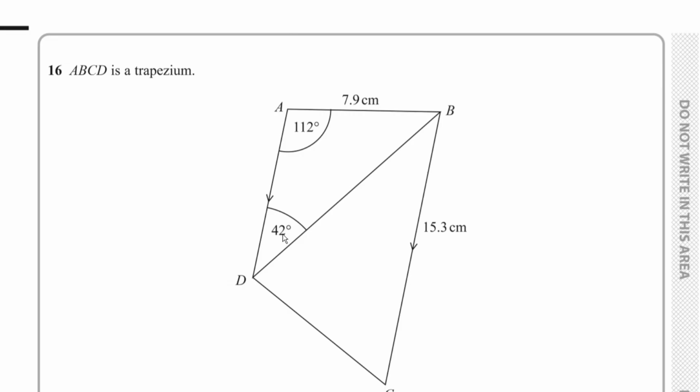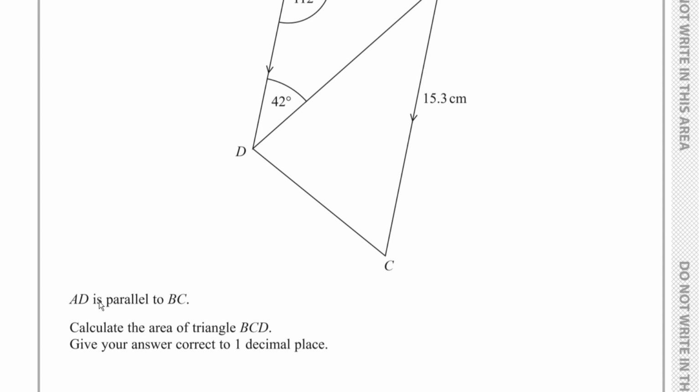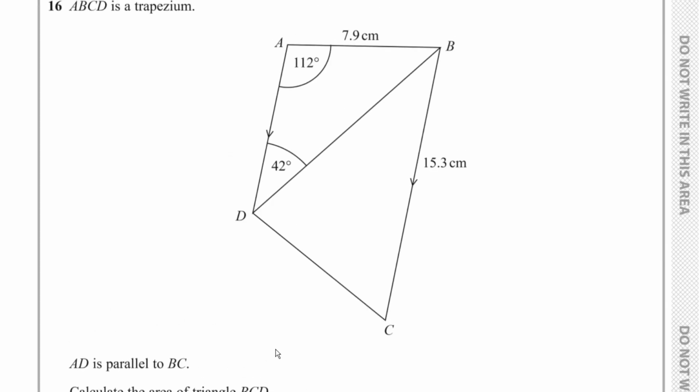Question number 16. ABCD is a trapezium. AD is parallel to BC. We have to calculate the area of the triangle BCD, give your answer correct to one decimal place. So, we've got the angle BAD, which is 112 degrees. We've got the angle ADB, which is 42 degrees. The length AB, which is 7.9 centimeters. The length BC, 15.3 centimeters.